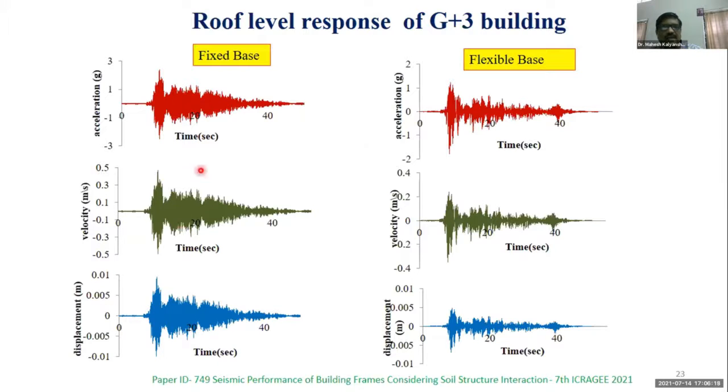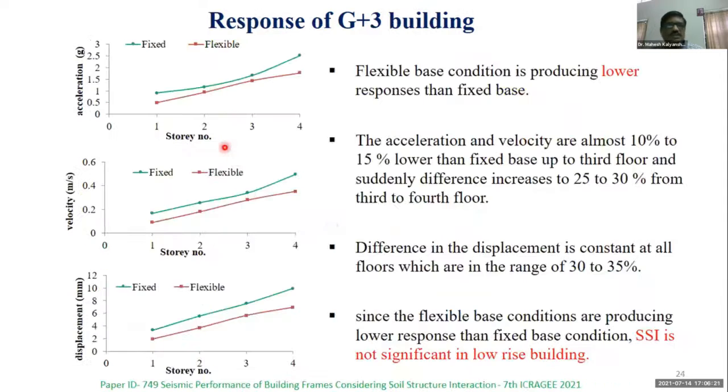And we consider the maximum response, and accordingly, we compare what is the response for fixed base and flexible base story-wise. So for G+3 building, as you can see here, the red line is the flexible base response, and the green is the fixed base response. And it is observed that the flexible base condition is producing lower response. Therefore, the SSI is not significant in low-rise building, because it is happening in acceleration, velocity and displacement.